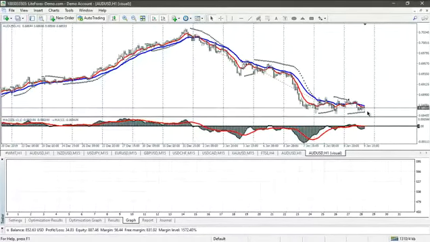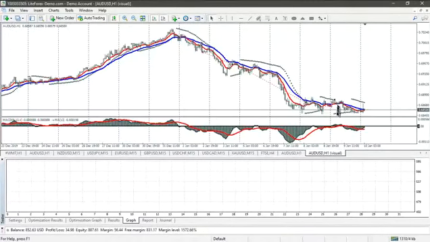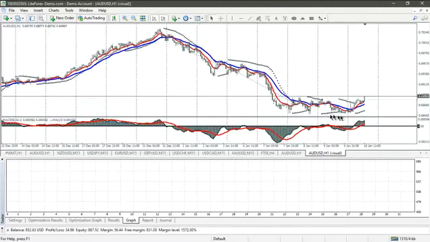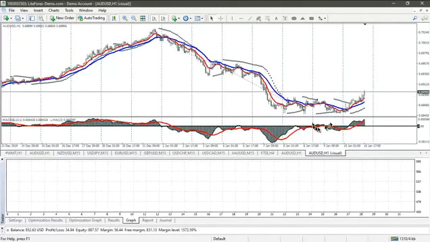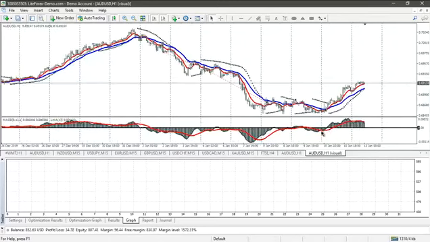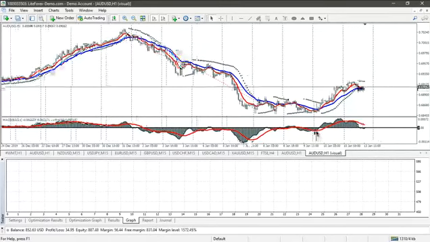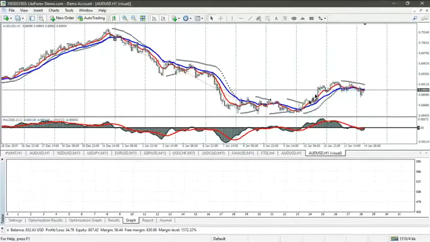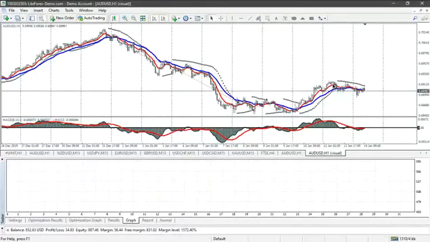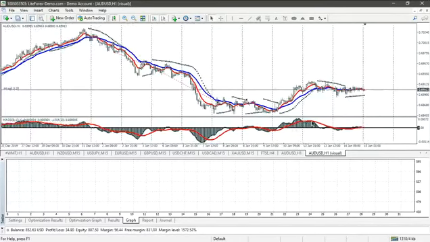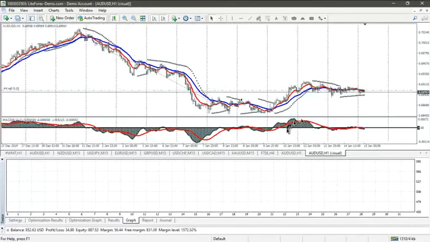Look at when we exit here. We exit when parabolic stop and reverse has changed direction, and there is also a change in direction in the MACD. Now look, there was a cross here, but this cross happened below the zero line, and so much as this was a profitable buy, we did not take it. Why? Because it did not meet our criterion. If it had crossed around here, then maybe we would have bought.